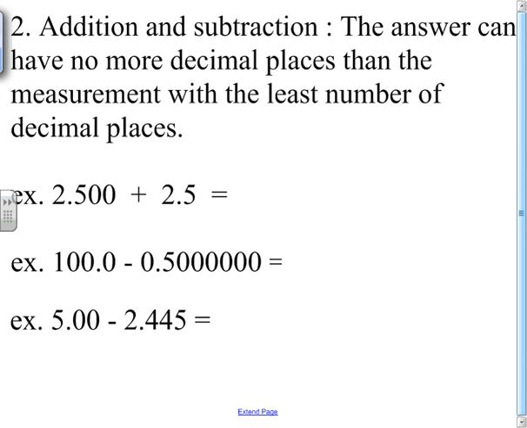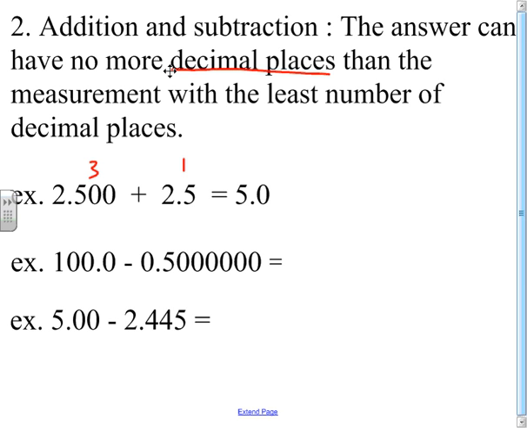For addition and subtraction, now we don't care about the total number of significant figures. Now all we care about is the number of decimal places. Your answer can have no more decimal places than the measurement with the least number of decimal places. So if I have a number with 3 decimal places and one with 1 decimal place, then my answer must have only 1 decimal place. So that is going to be 5.0.